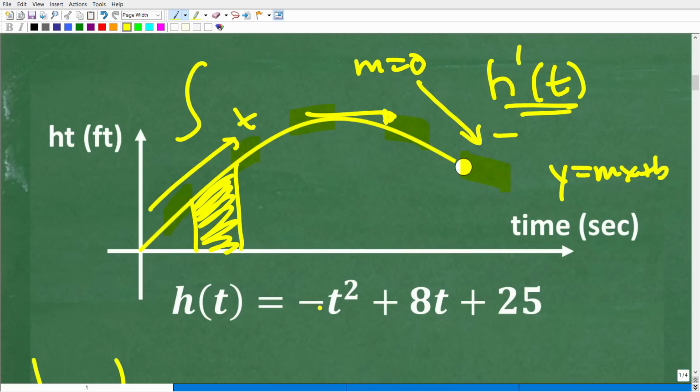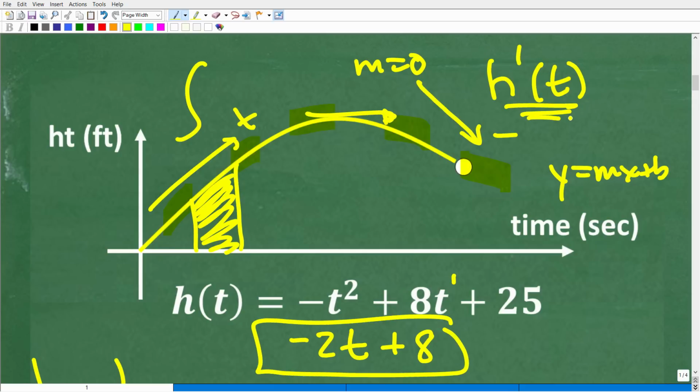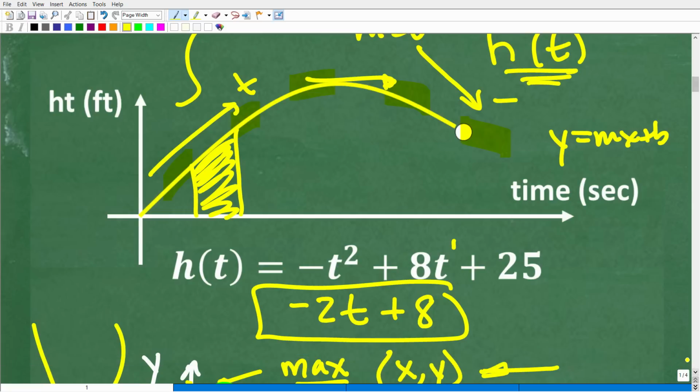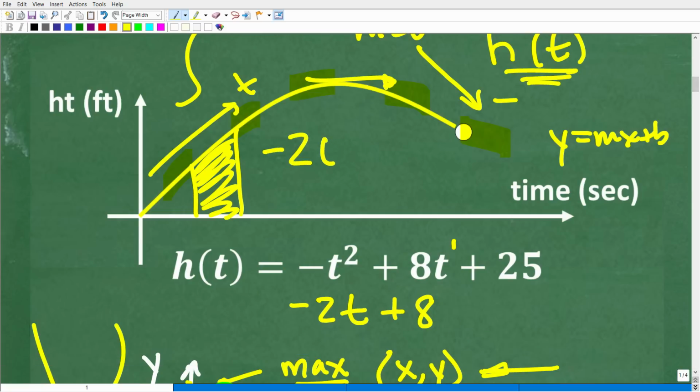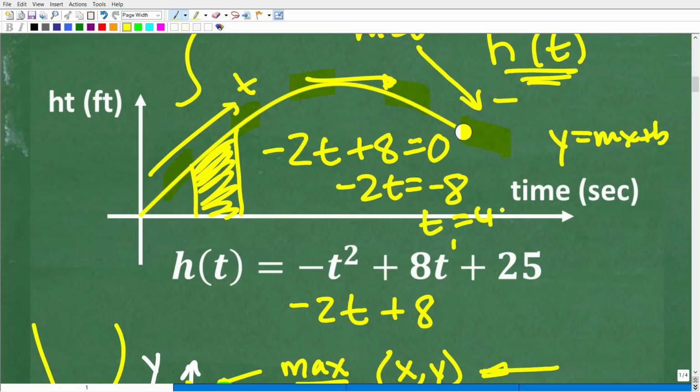We're going to take this 2 times this -1, so that's -2t. We're going to drop this down by 1, plus 8. Okay, so we're going to take this t to the first, and this is our first derivative, h prime, and literally we could set this equal to 0. Matter of fact, I'm going to do it because it's that easy. We have -2t plus 8 is equal to 0. -2t, we're going to solve for t here, is equal to -8. t is equal to 4.